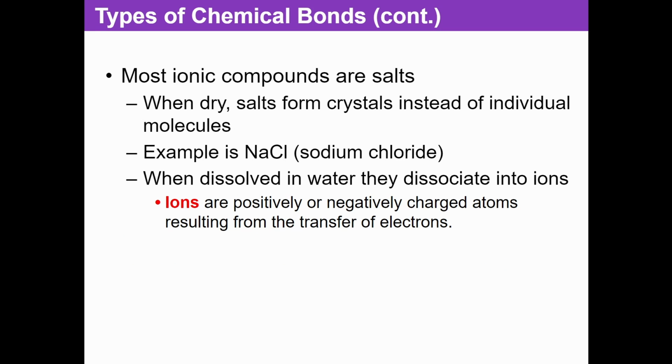Most ionic compounds are salts because of that characteristic, where when dry, the salts form crystals instead of individual molecules. A great example is always going to be sodium chloride, or table salt, because when dissolved in water, they dissociate, or break apart, into ions. And ions are positively or negatively charged atoms that result from the transfer of electrons during the formation of an ionic bond.